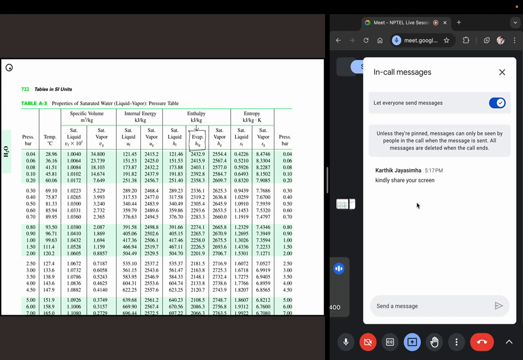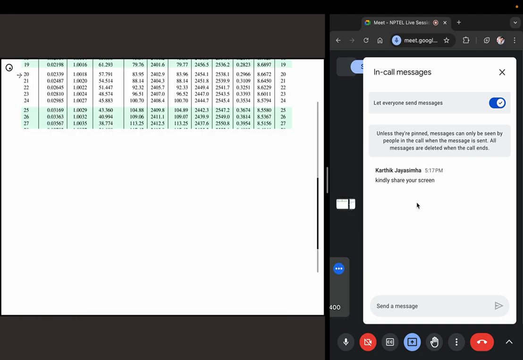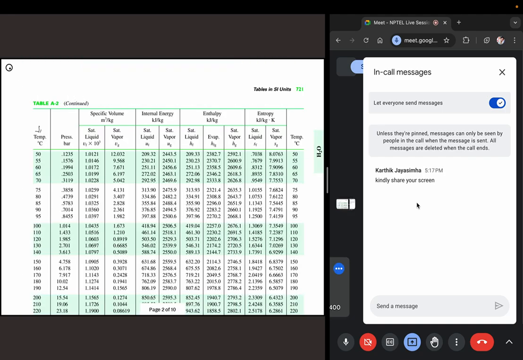Alternatively, you can also use the temperature table. In the temperature table, we will be given the temperature. So the temperature is 20 degrees Celsius, then your pressure is a little different. We'll stick to the pressure.